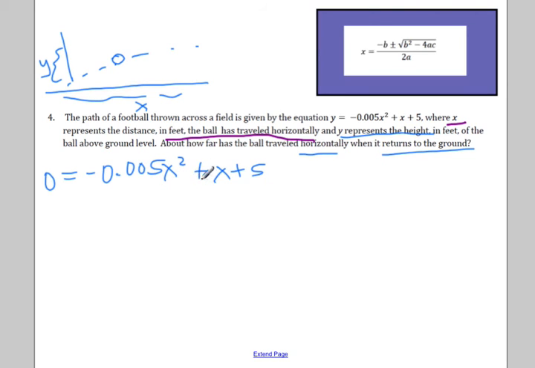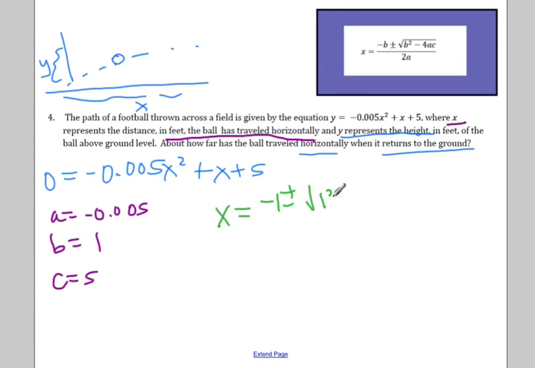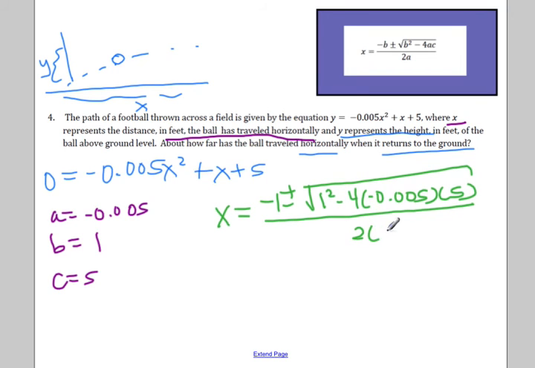I see that this one is probably going to be best to solve by quadratic formula, or you could graph it. So I'm going to solve it with the quadratic formula. So my a is negative 0.005, my b is 1, and my c is 5. If I plug it in, I have x is equal to negative 1 plus or minus the square root of b squared, 1 squared, minus 4 times my a times my c, all over 2 times a, so 2 times negative 0.005.